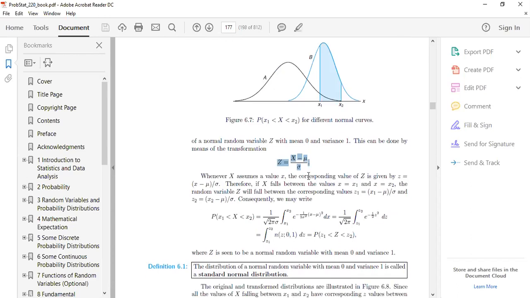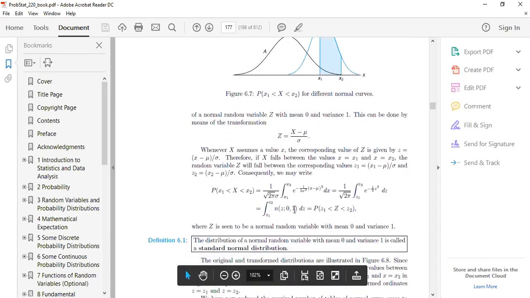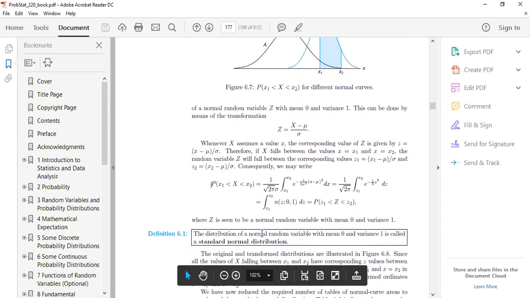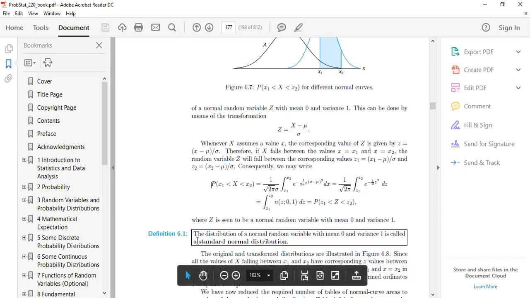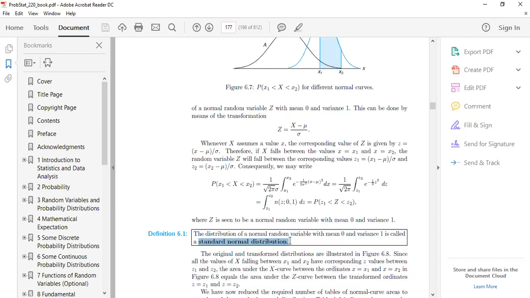Okay, so the distribution of a normal random variable with mean 0 and variance 1 is called the standard normal distribution. So once you convert from your normal random variable x to normal random variable z, that distribution is called the standard normal distribution. The original and the transformed distributions are given maybe in some examples. In 5 minutes we are going to see that thing.